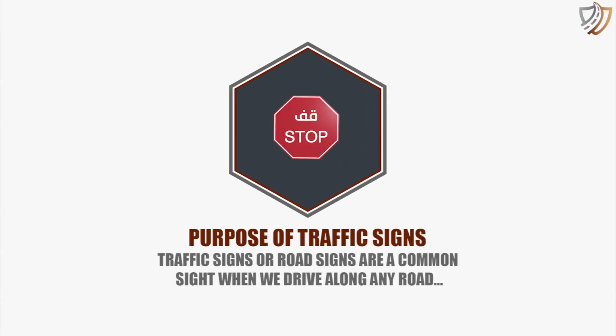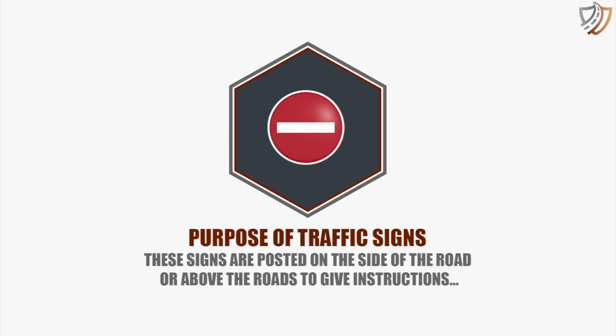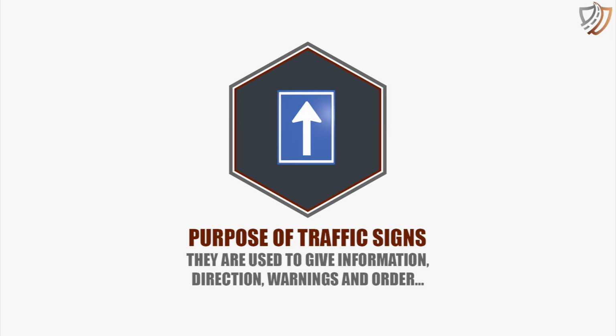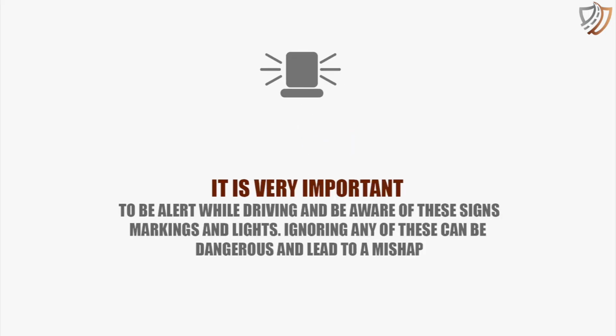Purpose of traffic signs. Traffic signs or road signs are a common sight when we drive along any road. These signs are posted on the side of the road or above the roads to give instructions. They are used to give information, direction, warnings, and order. Similar to signs, road markings help us to position our vehicle on the road, and traffic lights help to control the flow of traffic. It is very important to be alert while driving and be aware of these signs, markings, and lights. Ignoring any of these can be dangerous and lead to a mishap.